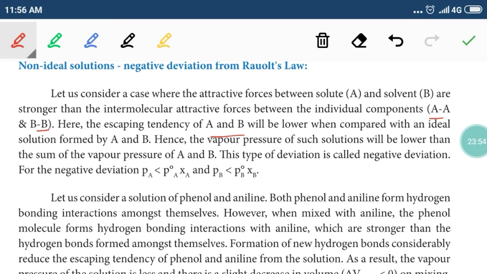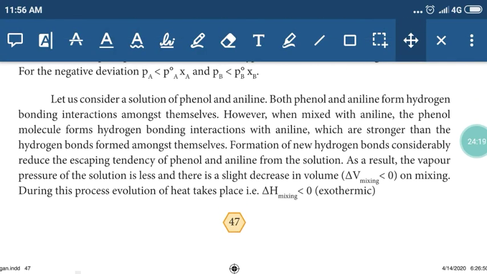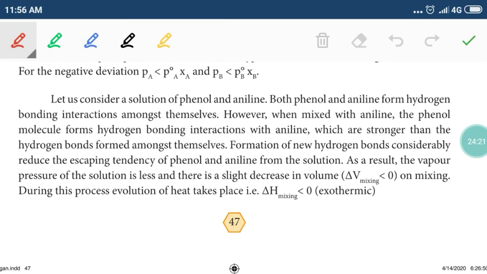Between A and B, if there is a greater interaction than between the solute molecules and the solvent molecules, if the intermolecular forces are greater, the escaping tendency will be reduced. So the vapor pressure of the solution will be reduced. Overall, the vapor pressure of the solution will be lower than the sum of the vapor pressure of solute and solvent. An example is given: phenol mixed with aniline. Phenol molecules have hydrogen bonds, and aniline molecules have hydrogen bonds.